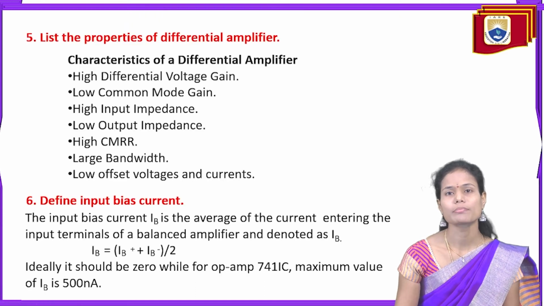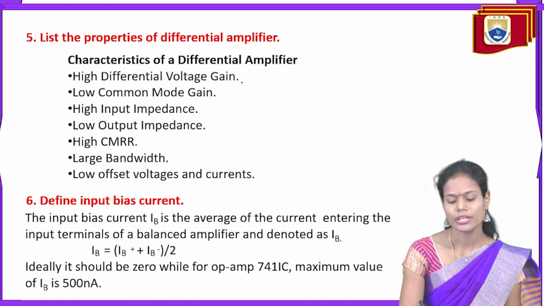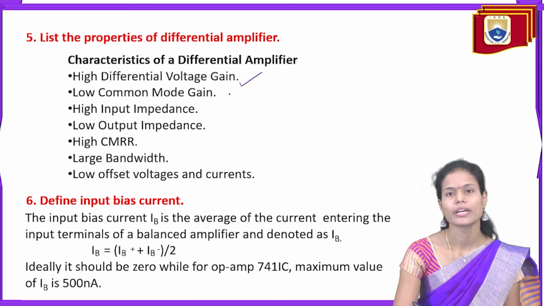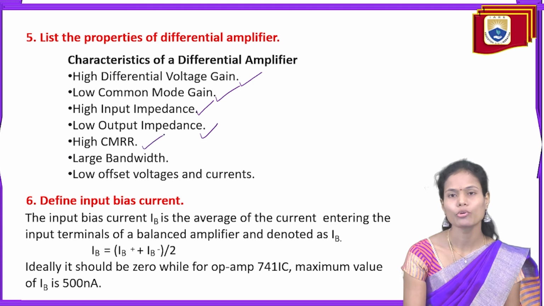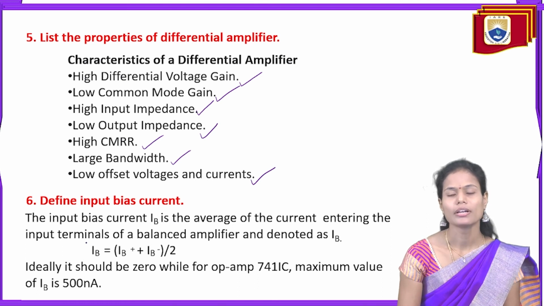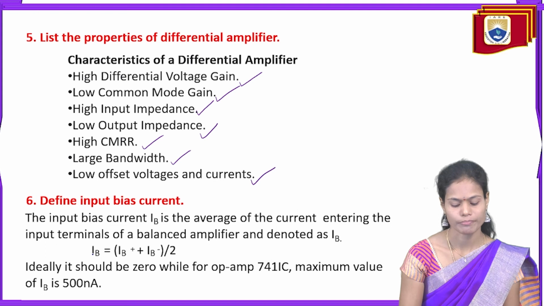And next, list the properties of differential amplifier. Coming to the characteristics of the differential amplifier, the differential voltage gain provided by the differential amplifier is high, and the common mode gain is low. The input impedance is high and the output impedance is low, and it also provides a high common mode rejection ratio and high bandwidth, low offset voltages and currents. These are the basic properties of the differential amplifier. Because of this reason only, in order to design the operational amplifier, we utilize this differential amplifier.